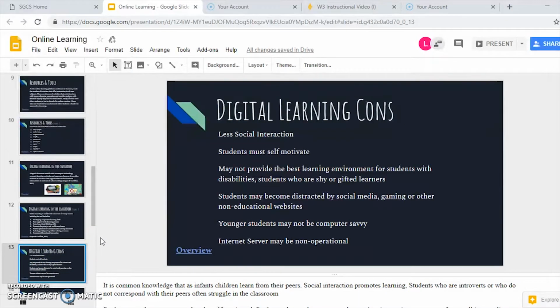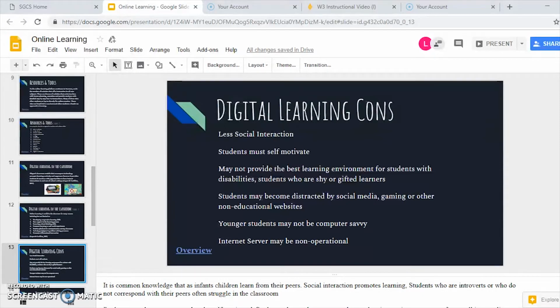As with all digital learning pros, there have to be some cons. And some of those possible cons are less social interaction. Students must self-motivate. The online learning platform may not provide the best learning environment for students with disabilities, students who are shy, or even for gifted learners. Students may become distracted by social media, gaming, or other non-educational websites. Younger students may not be computer savvy, and just what if the internet server is non-operational?